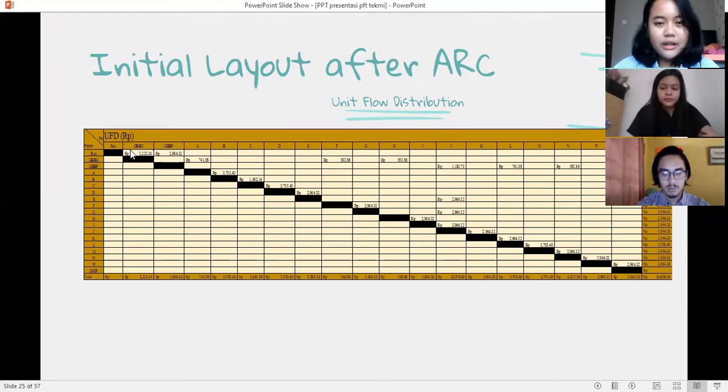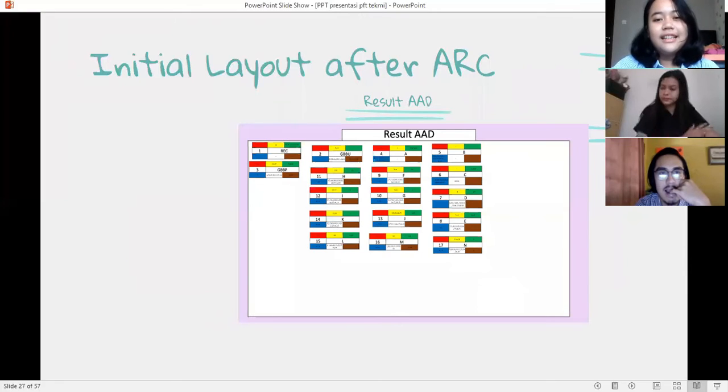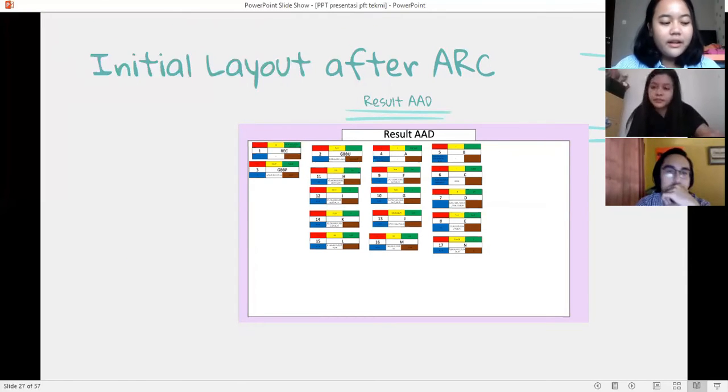And then this is the unit flow distribution that is already counted from the MHC design, FTC, divided by the normalization. And then there is the worksheet. Here is a conversion of the ARC. It is possible because ARC is considered unable to provide the optimal function here. Next.